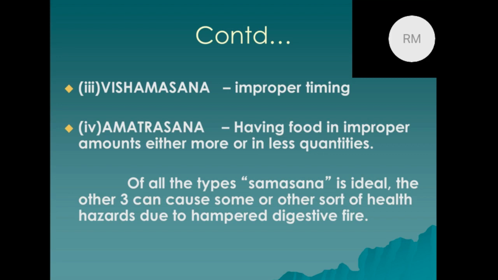This is another method of faulty eating. And then Amatrashana is taking food in improper quantities. You take more rice, less vegetables, or too much of rice, less vegetables. Your protein to carbohydrate ratio is not balanced, or your fat to carbohydrate to protein ratio is not balanced. This is called Amatrashana. So all these four methods, these are the four common methods of eating, three of which are faulty.